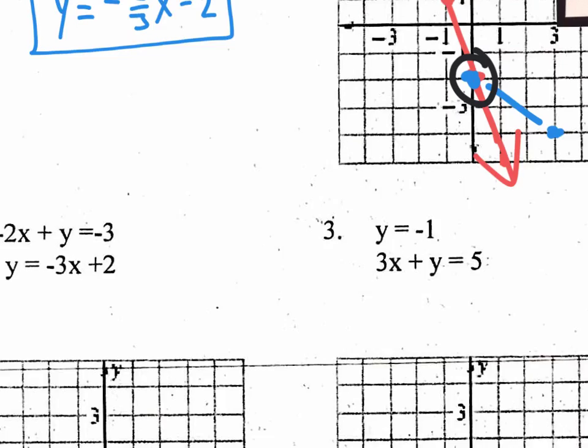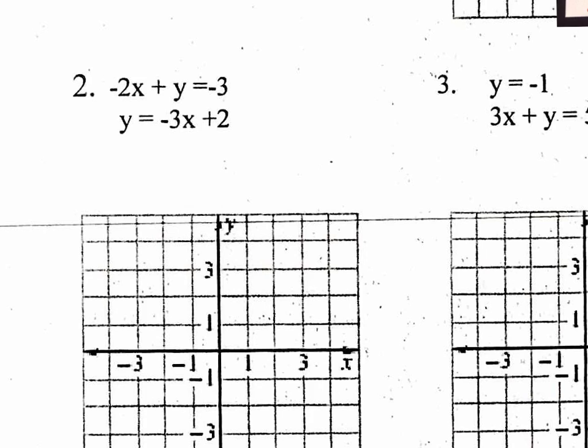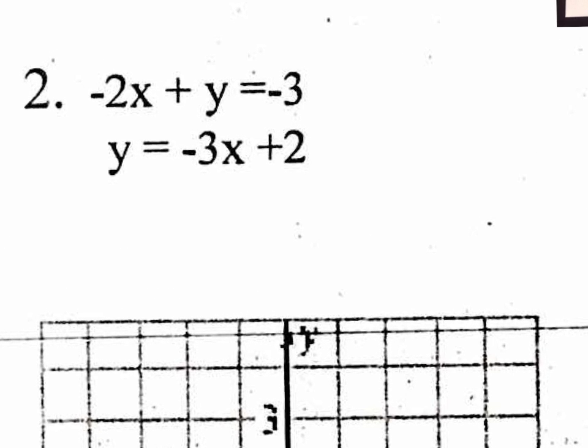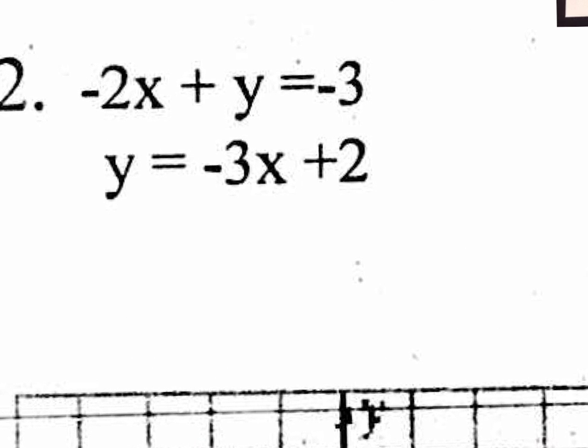Okay, let's try another. Let's graph the top one in red. Is the top one ready to graph? No, of course not. You want to get y by itself first, right? So what should I do? I'll first get rid of the minus 2x by doing the opposite, plus 2x. What you do to one side, you do to the other side.